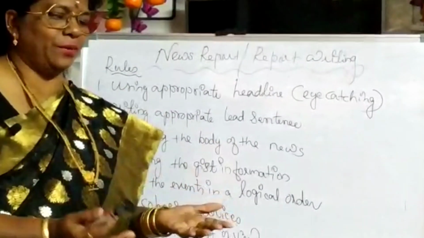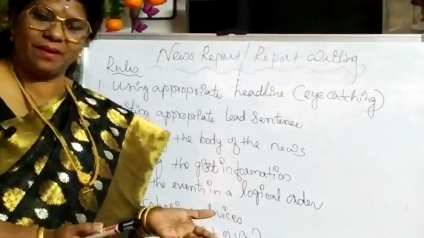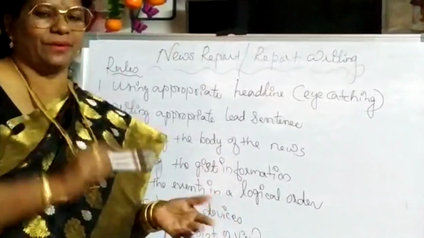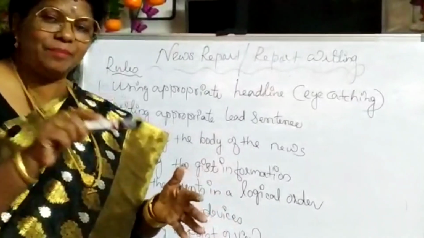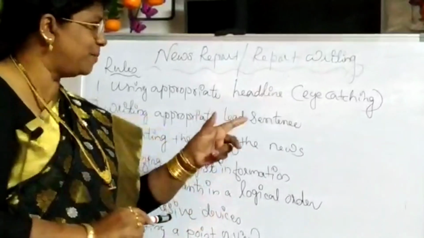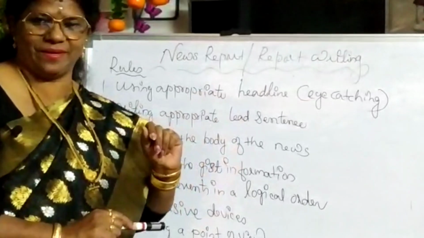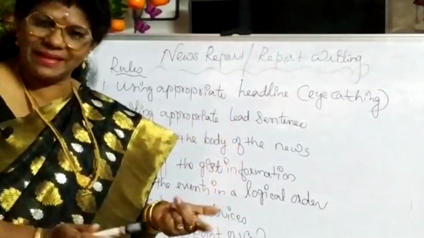Eye-catching heading. Why do we use an eye-catching heading? Because it should catch the attention of the audience or grab the attention of the audience. For that purpose, we use an eye-catching heading, particularly in a newspaper report. Otherwise, people may not read it.